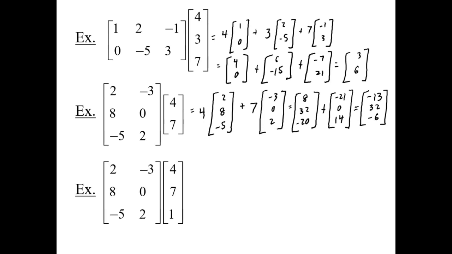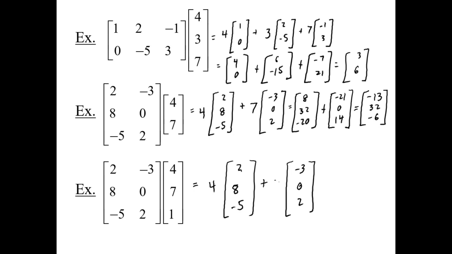And let's look at one more here. Okay, so we have a matrix times a vector. So I'm going to take the first column, which would be 2, 8, -5, and its weight will be the first entry of the vector, which is 4. Take the second column, which is -3, 0, 2. Its weight will be the second entry of the vector, which is 7.